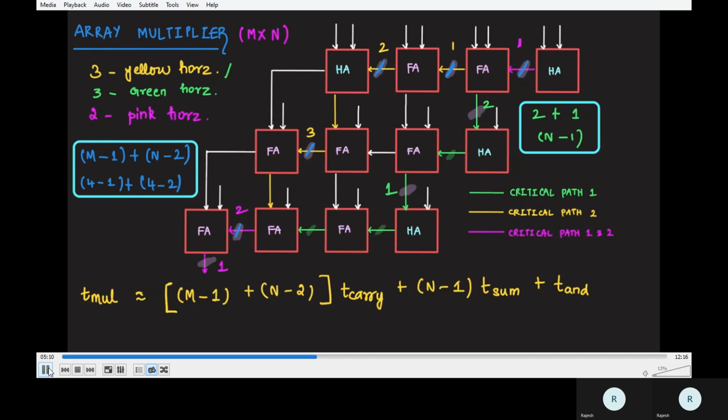T carry plus n minus 1 into T sum plus T into AND gate, because AND gates are the first ones which are generating the product terms. So that is the delay of an AND gate plus the delay of sum, because that is related to n minus 1 rows. So it is n minus 1 into T sum plus m minus 1 plus n minus 2 into T carry. So this is related to the critical path and its delay in an array multiplier.